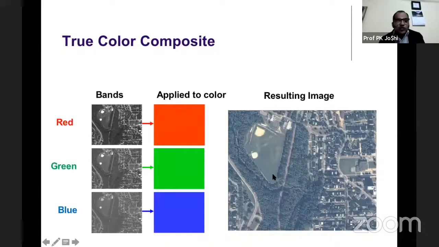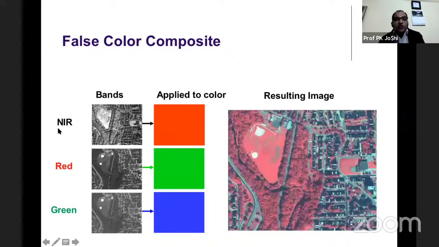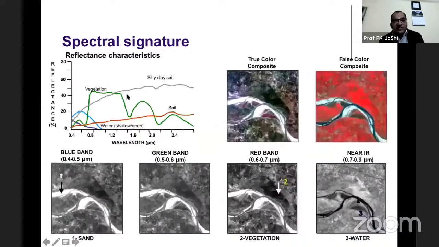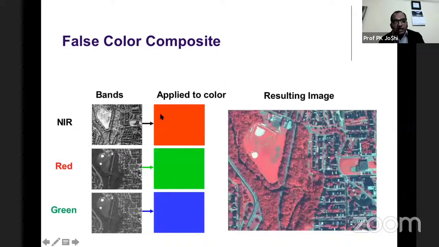What I can do, I want to use an IR. The reason is very simple, because I am able to discriminate among the features in the wavelength beyond 0.7. So that is NIR. So when I put NIR on red, red on green, green on blue, I have to drop one. So I have dropped the blue one. So I get something called a false color composite. So this is my true color, this is my false color.